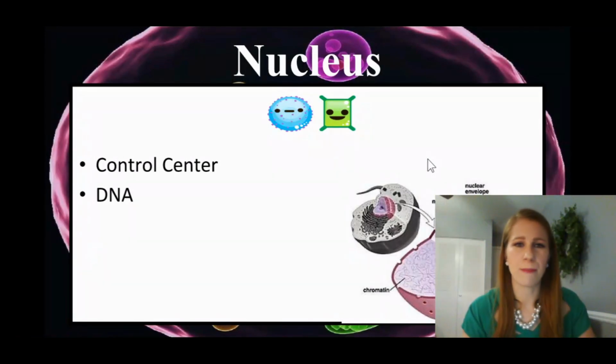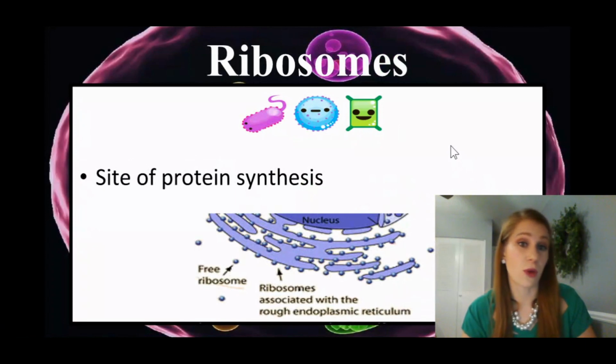It's where decisions get made. It's where important documents are stored. Next up, the ribosomes. Those are found in prokaryotes, animal cells, and plant cells. We've talked about them before. They are where protein synthesis happens, or where proteins are made. And they're found in a couple of places.